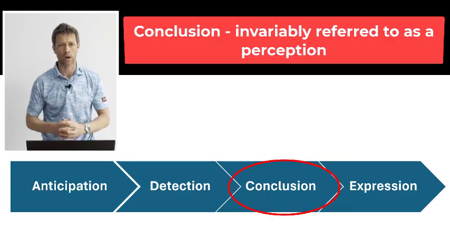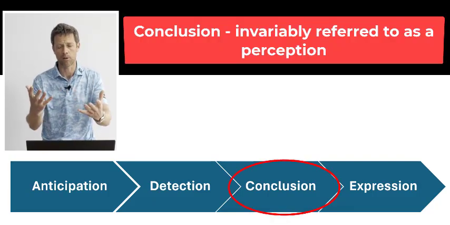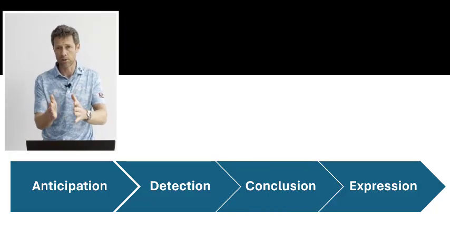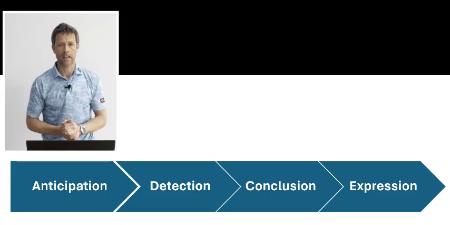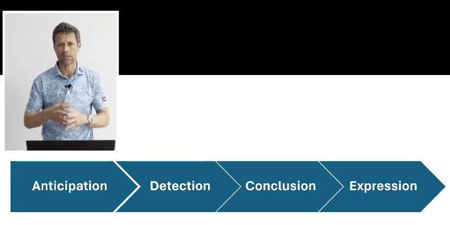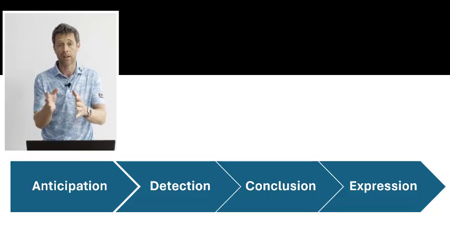Conclusions are where we decide this is how we need to move, based on our sensory feedback and our anticipation. Conclusions are often referred to as perceptions, and even in some cases our concepts. We perceive, we conceptualize this is how we need to move, but more realistically they're known as conclusions.